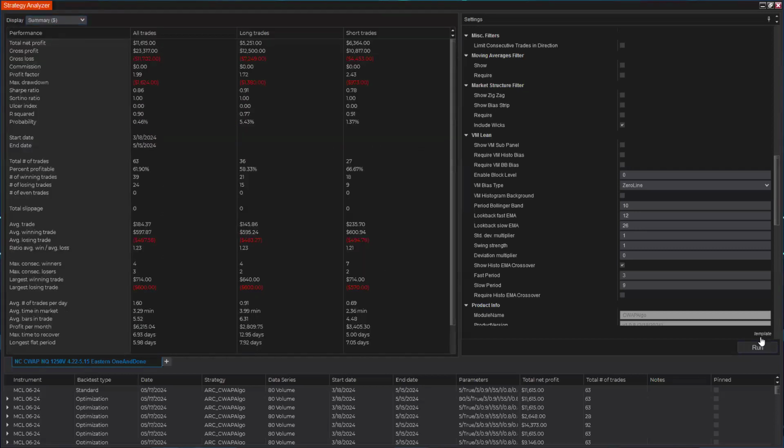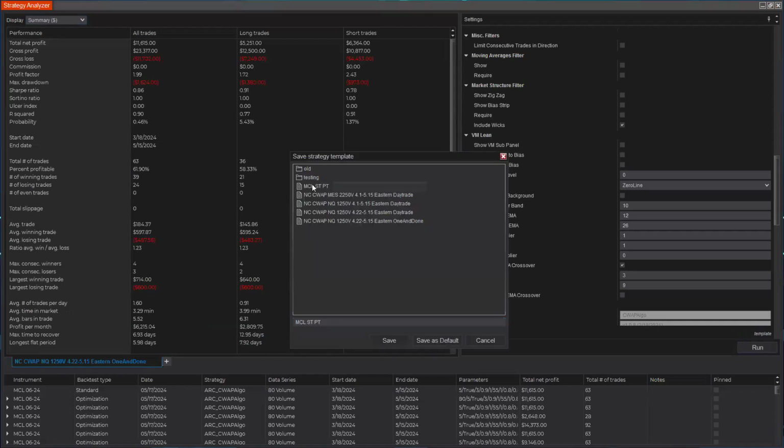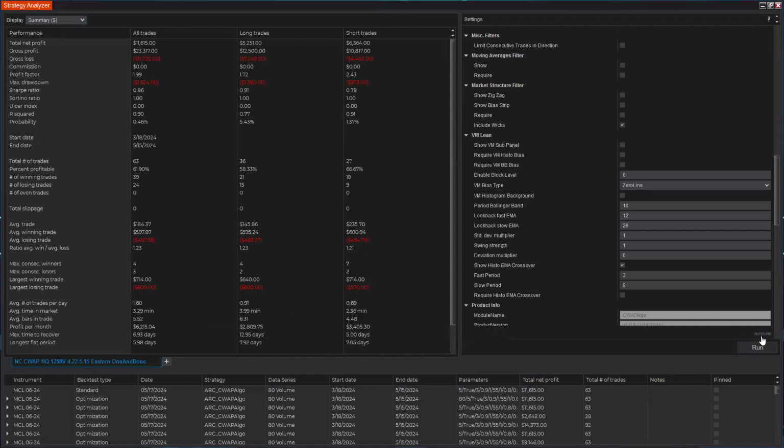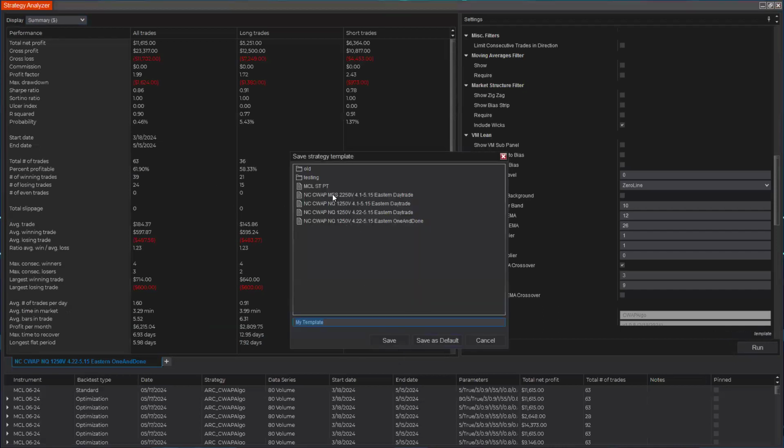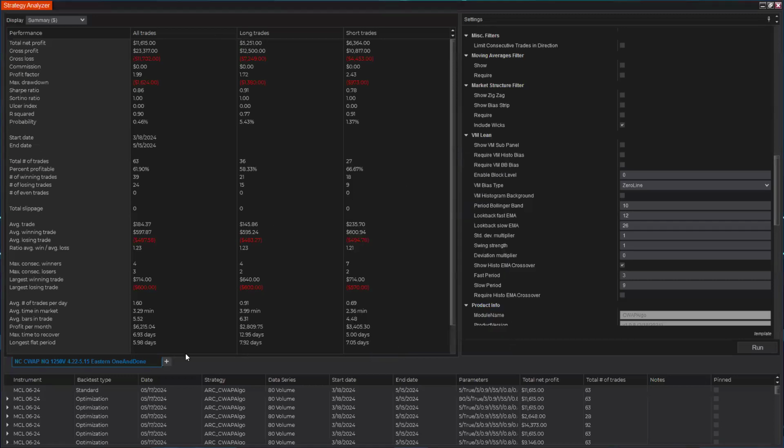Let's save it one more time just to make sure. And then I'll save it as a specific template. CWAP. This is going to be MCL. 80 volume. I think this was what, 318 to 515 Eastern. Cool. Save it. Good to go.